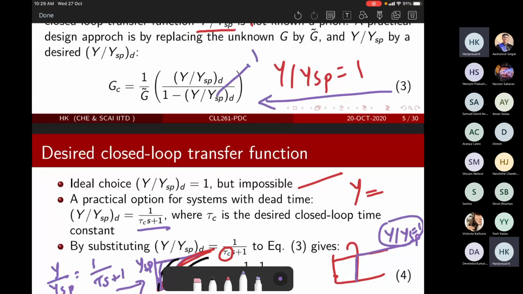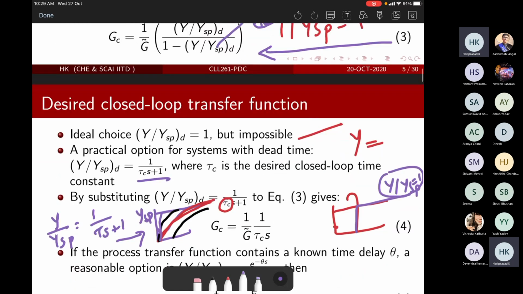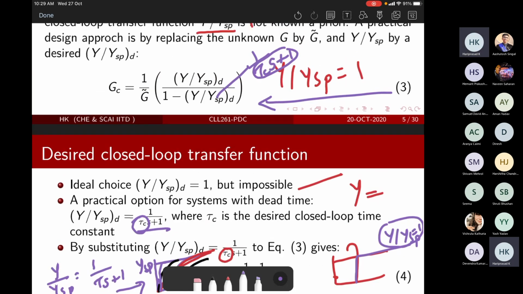So you may substitute 1 by tau c s plus 1. See, this tau c s is very important. So I am not putting 1 by tau, this is tau c. Tau c is what you call the closed loop time constant. This is something that you desire to obtain, not the process time constant. It may be very different. This is my desire. I really want my system to reach y by ysp in this particular fashion.